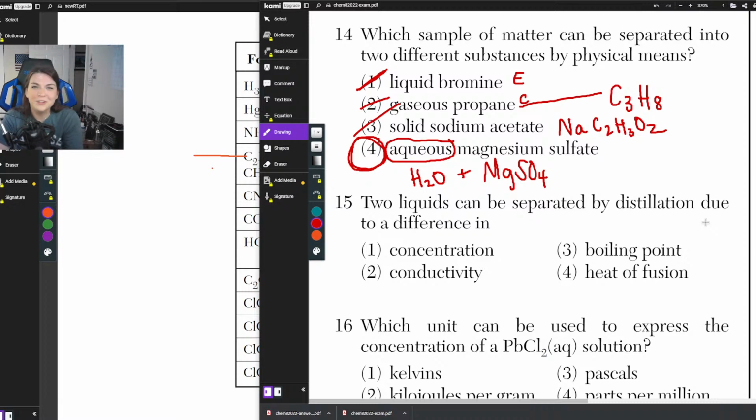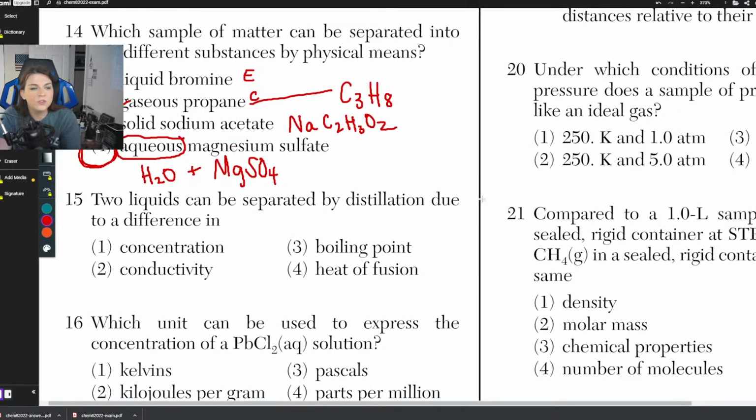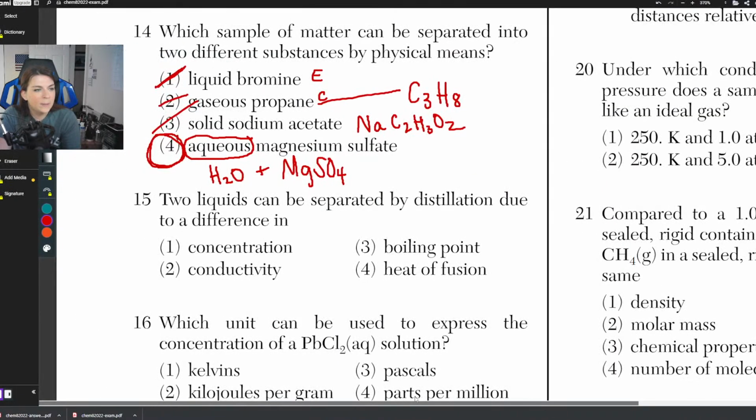Another separation of mixtures question for number 15. 2 liquids can be separated by distillation due to a difference in, and this is just vocabulary and knowing your stuff, distillation is a difference in boiling point.